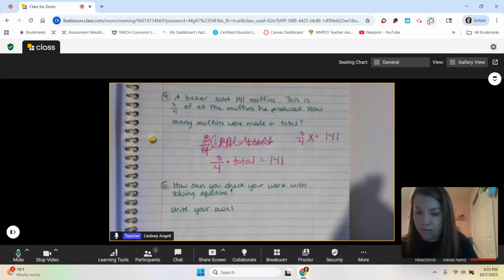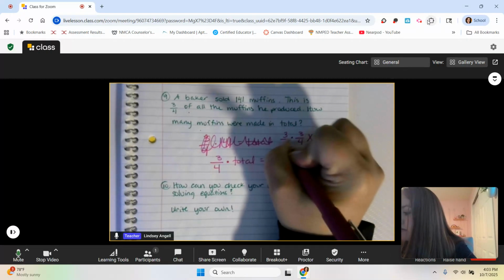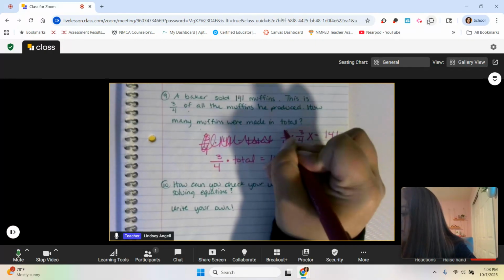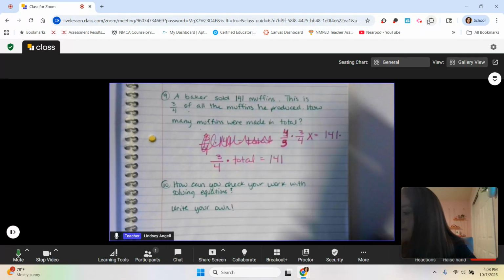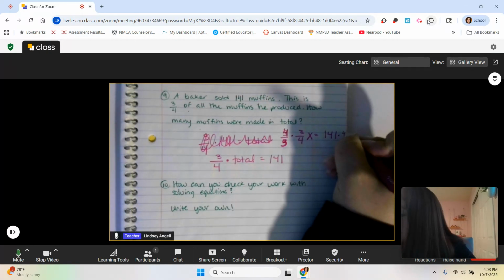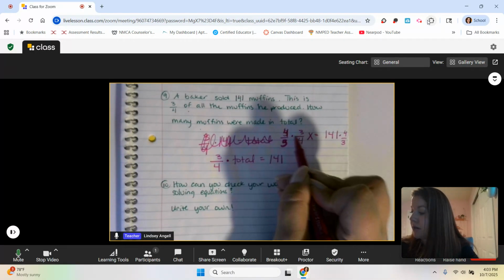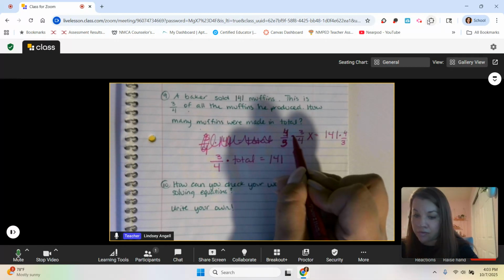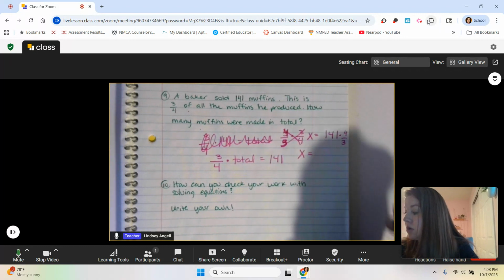That equals 141. So we are either going to be dividing by 3/4 on both sides, but remember, if you're dividing by a fraction, that's the same thing as multiplying by the reciprocal. So I could multiply both sides by 4/3, and that's what's going to get us our answer. Okay? These cancel over here, right? Because this would be equal to 12 over 12, which is equal to 1. So those cancel, and we're left with x, or our total.